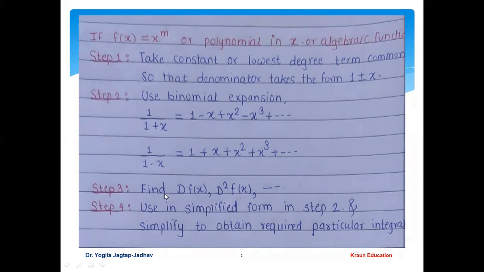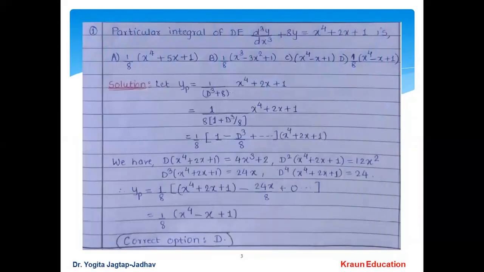Before that, we have to find out D. D stands for the derivative of f of x, D square means the double derivative of f of x, and so on, till we get the derivative equal to 0. Use it in the above simplified form in step number 2, and we have to simplify it again to get the required particular integral. Now look at the examples.